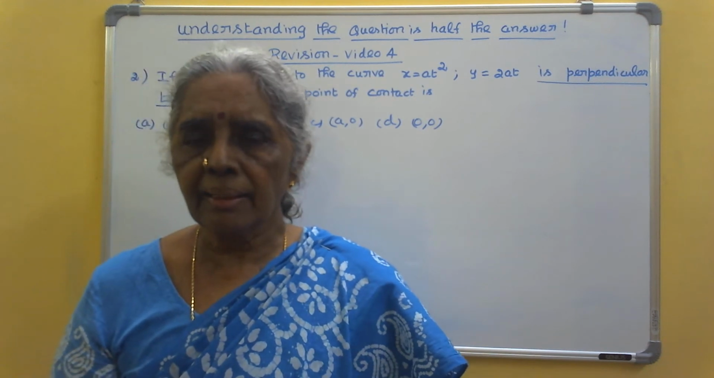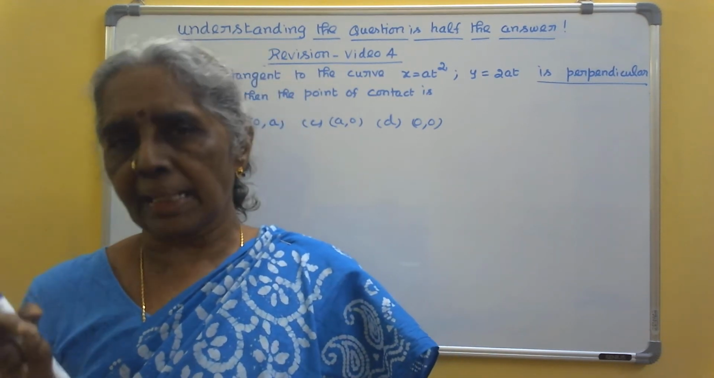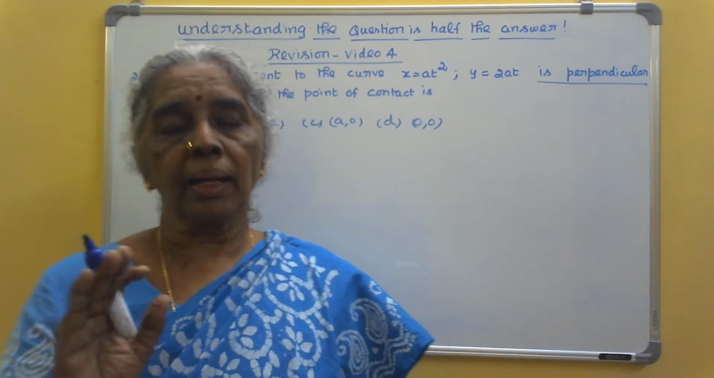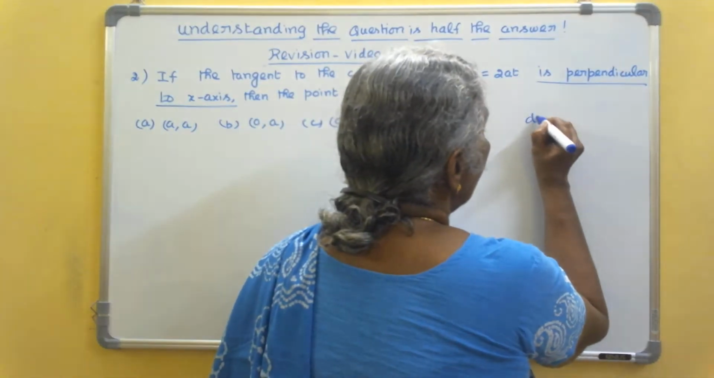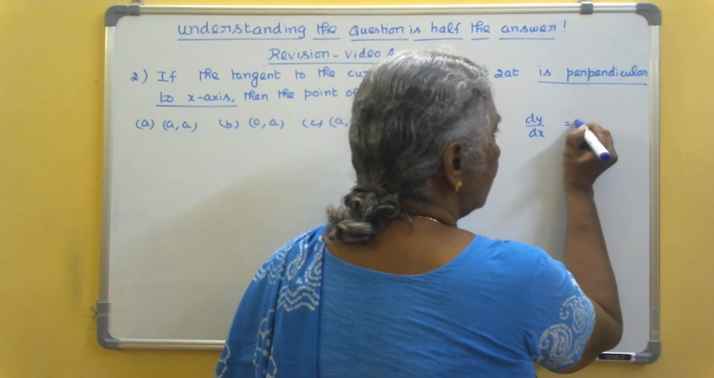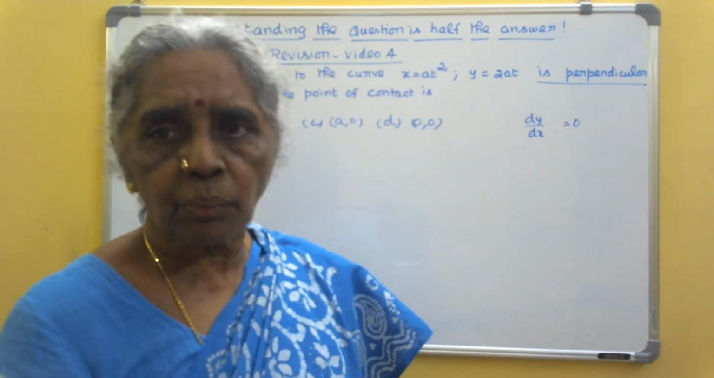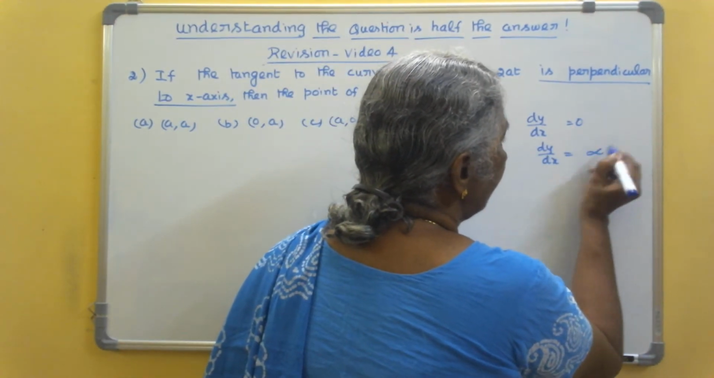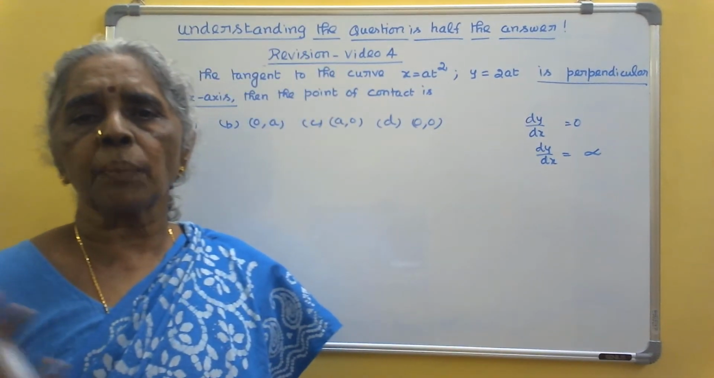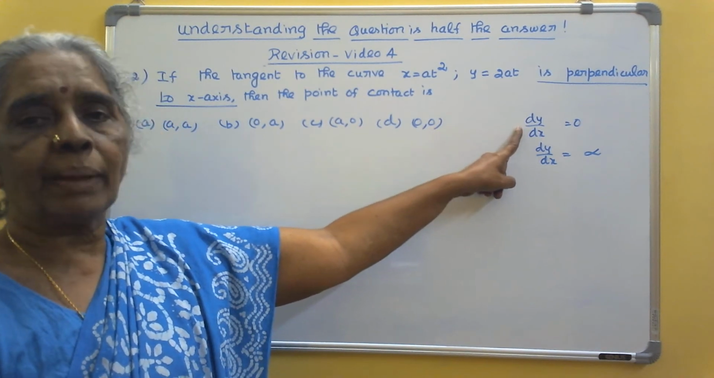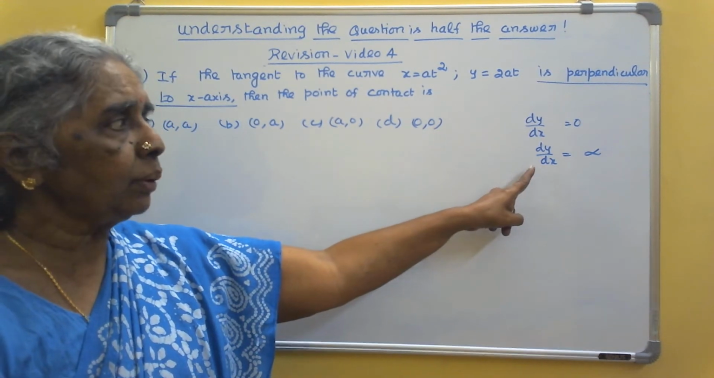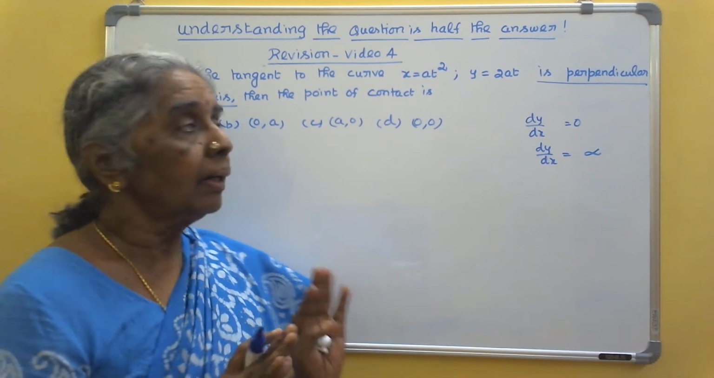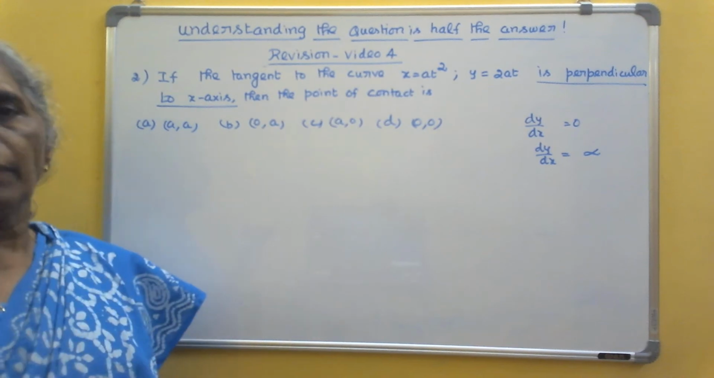When the tangent is perpendicular to the x-axis, what is the concept? If a tangent is parallel to the x-axis, you know dy/dx is equal to 0. If it is perpendicular to the x-axis, then dy/dx will be equal to infinity. This is the concept you should know. Parallel means dy/dx is 0. If it is perpendicular to the x-axis, dy/dx is equal to infinity. Now, it is given in parametric form.